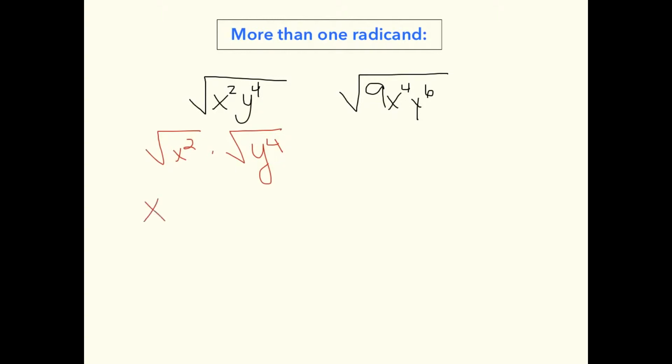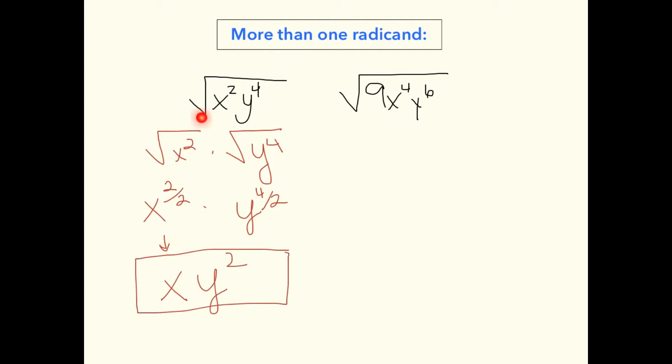Put them into rational form. 2 divided by 2, and this one is 4 divided by 2. And then we keep simplifying. 2 divided by 2 is 1, so this one just becomes x. And 4 divided by 2 is 2, so this becomes y squared. So here's your answer. The square root of x squared y to the 4th is x y squared.